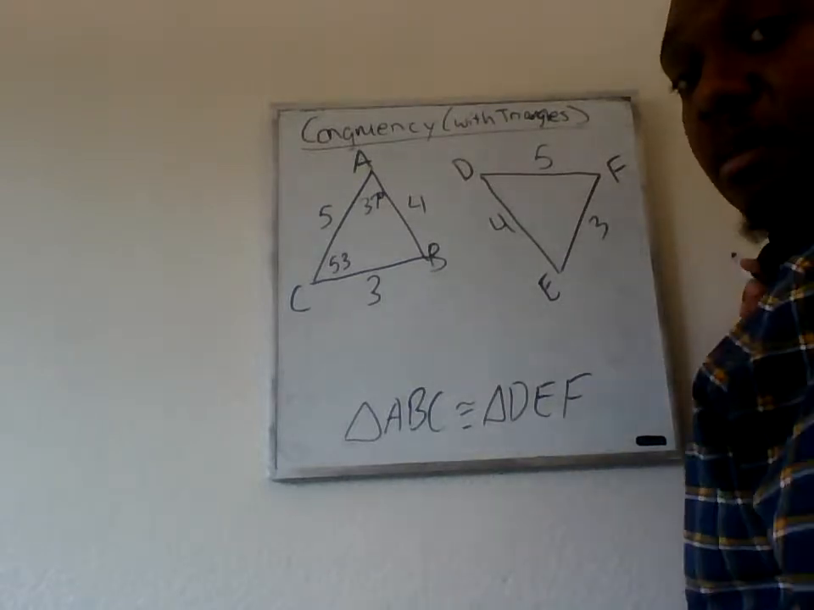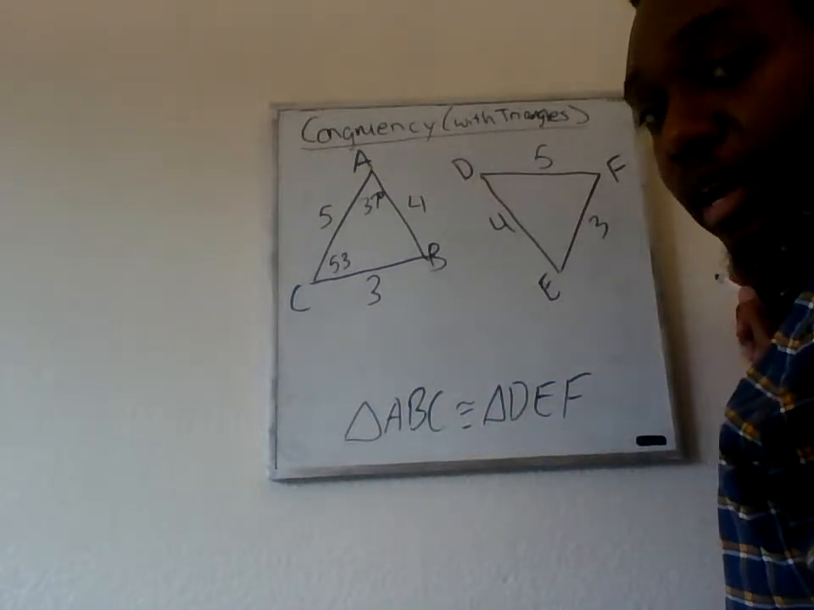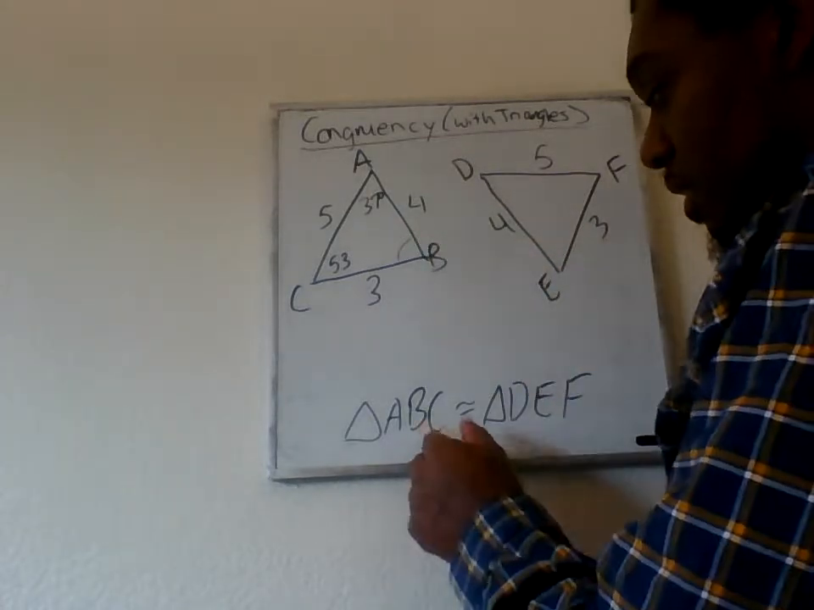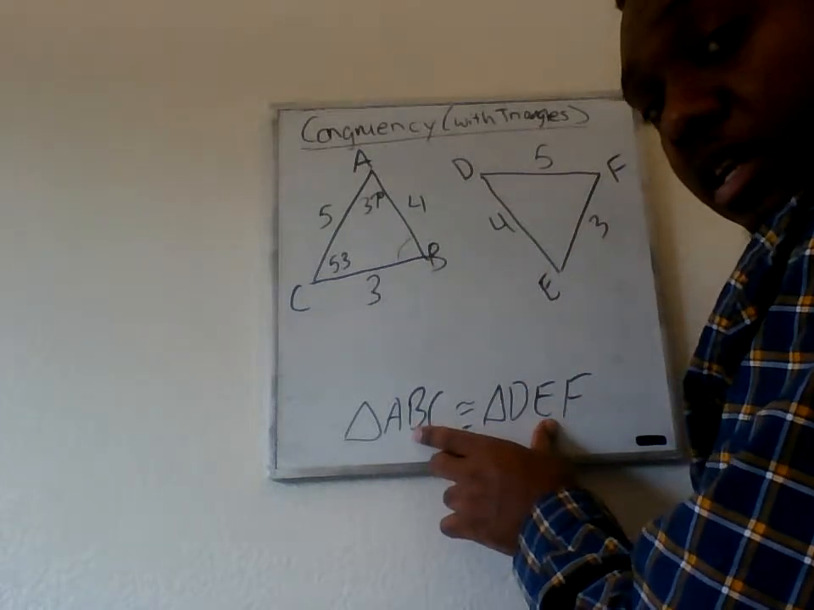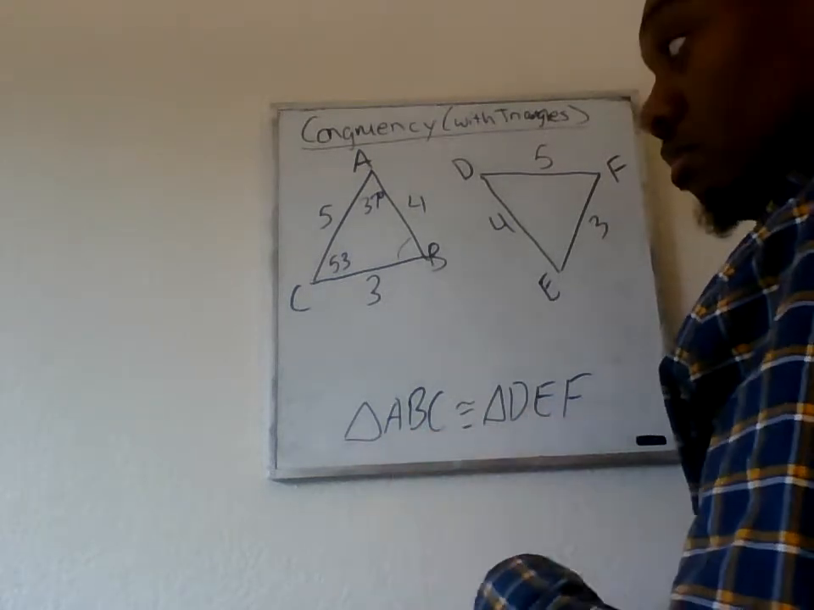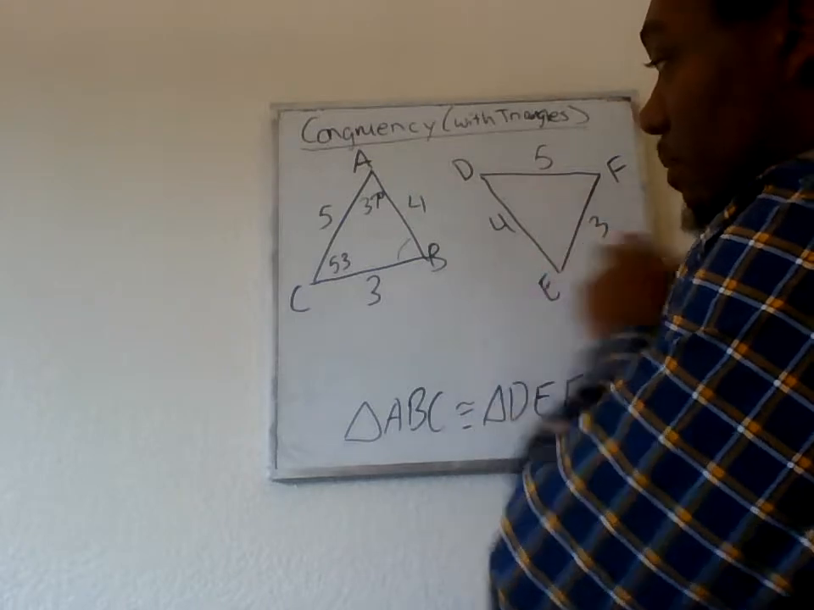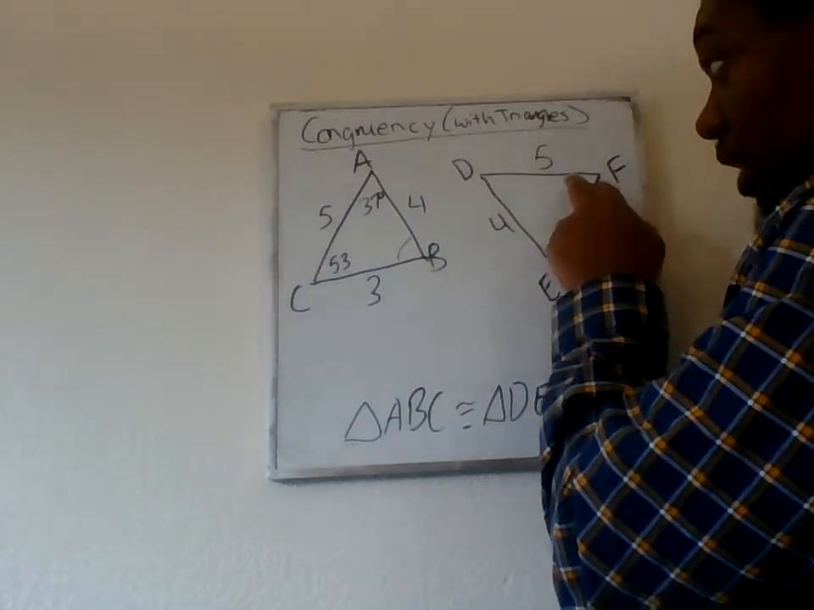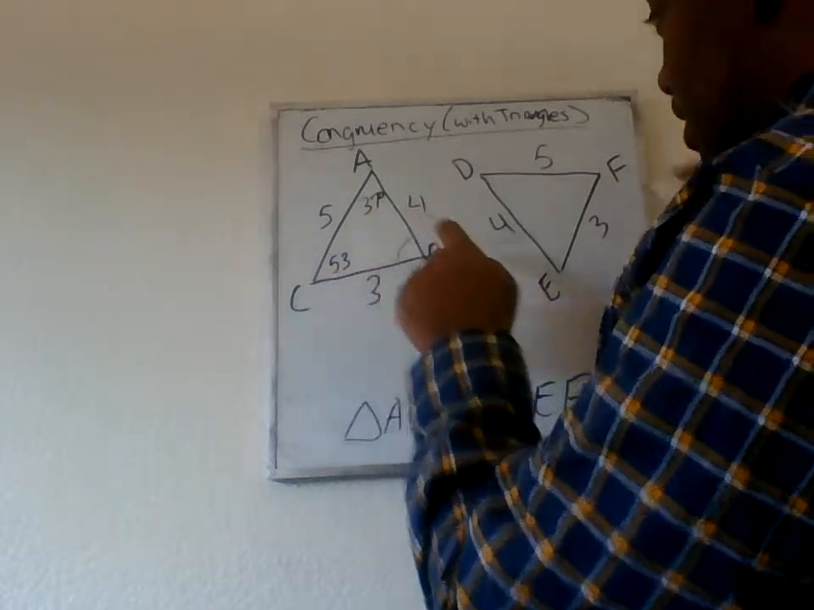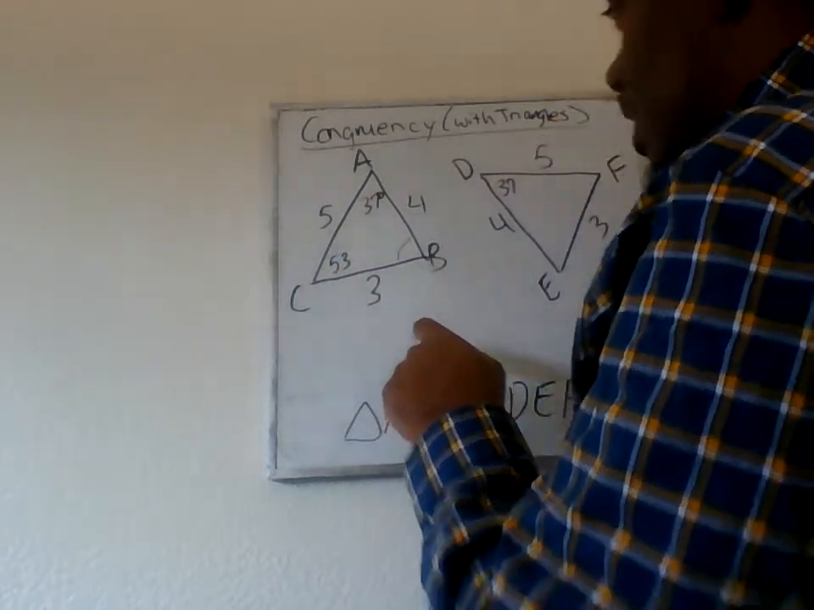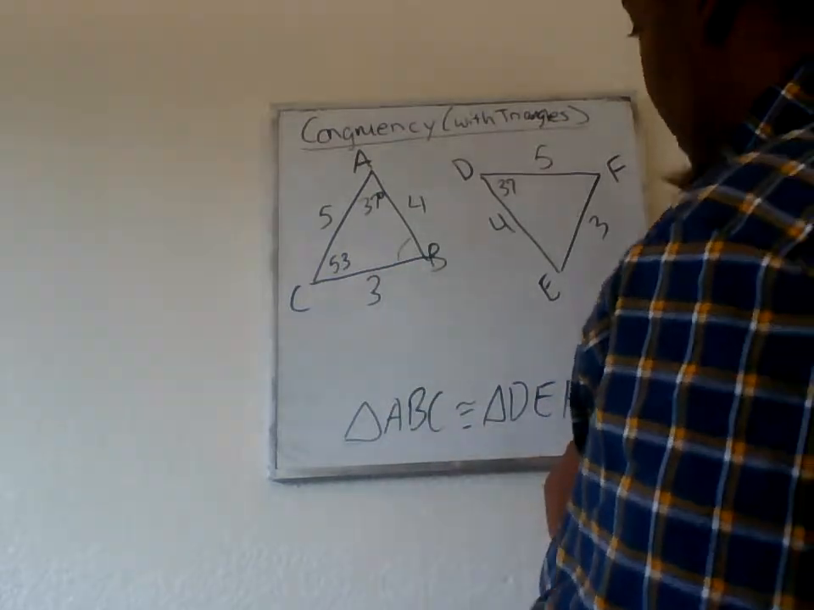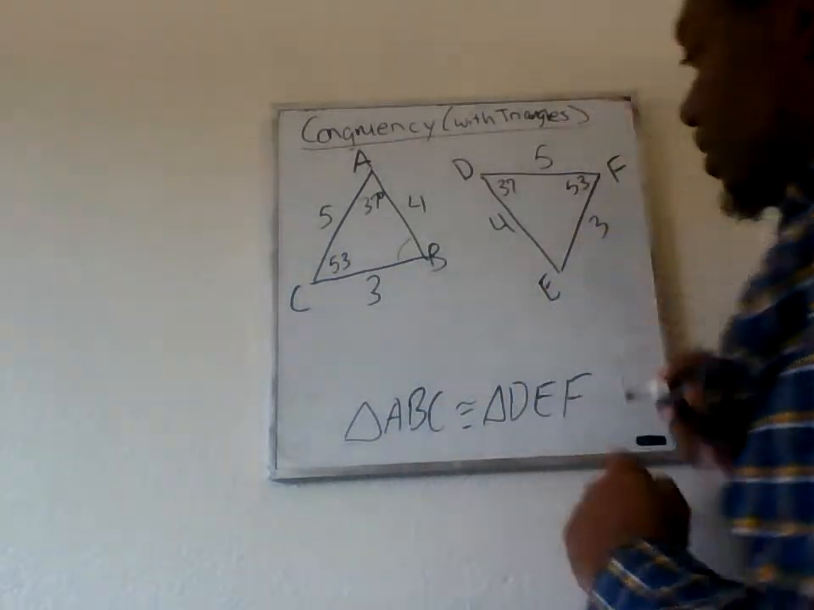Well, we know that the sum of the angles in a triangle should equal 180 degrees. So we could find out what angle B is, and because B and E would have to be congruent, they would have to be the same measurement, we could then know automatically what E is. Or we could also label the angles in here. So if A is 37, D has to be 37. And if C is 53, then F has to also be 53.